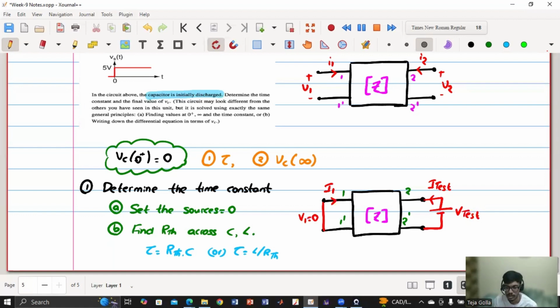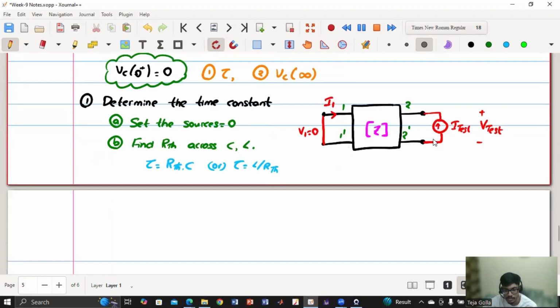Sir, I think for Z parameter, I1 and I2 is the input. Okay, so in a way you are correct. Okay, good thing that you have pointed out. We will do with that only. So my I test is the input, and this is my plus minus V test. Yeah, thanks for pointing it out. Is that okay? Now this is the circuit, and this should be shorted for calculating RTH. Agree?